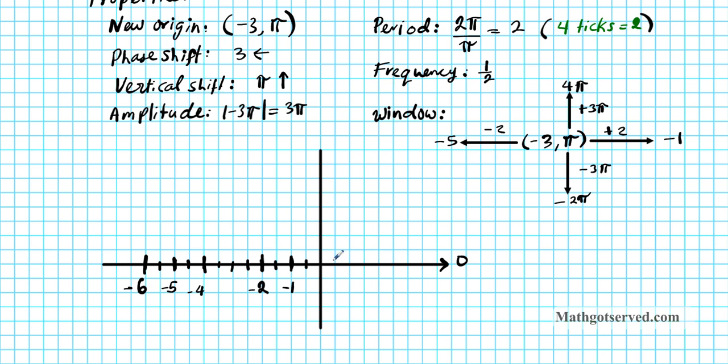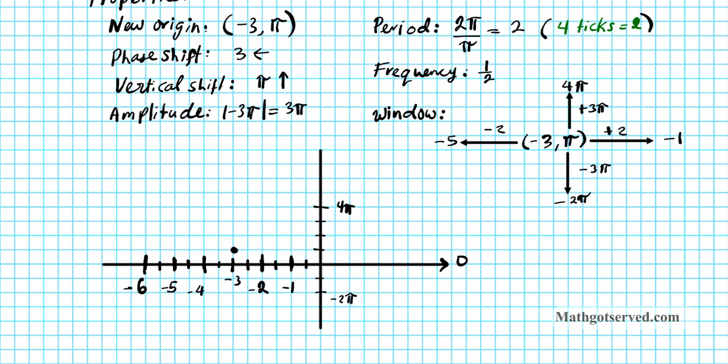All the way to 4 pi. So let's do that. 1, 2, 3, 4. Let's call that 4 pi. And how low do we go? All the way to negative 2 pi. 1, 2, negative 2 pi. All right. Okay, our center is at negative 3 and pi. This is negative 3 right here. Negative 3 pi is right here.